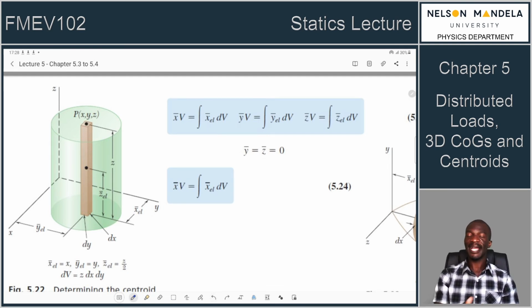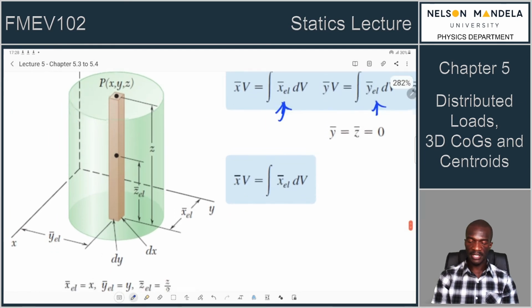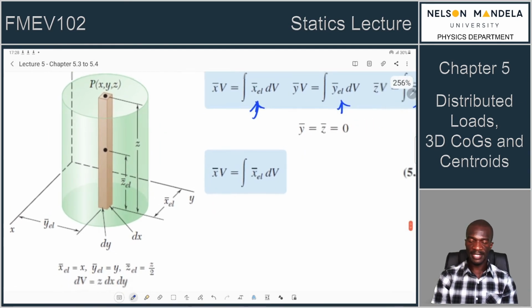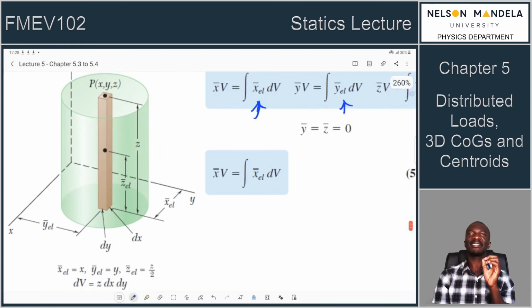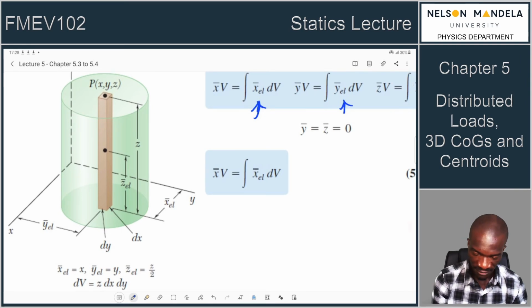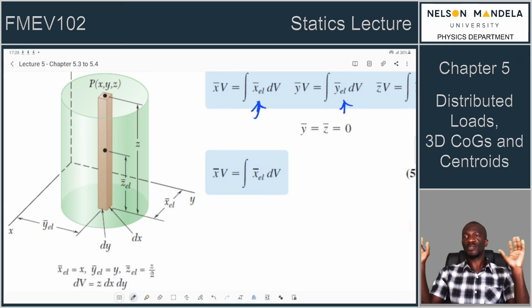Now, let's identify the what? The x element. Let's identify the y element. Let's identify the z element on the volume element. Now, the volume element, basically just look at your algebra. Sorry, look at your geometry. So the geometry is what will guide you as far as a suitable volume element is concerned.